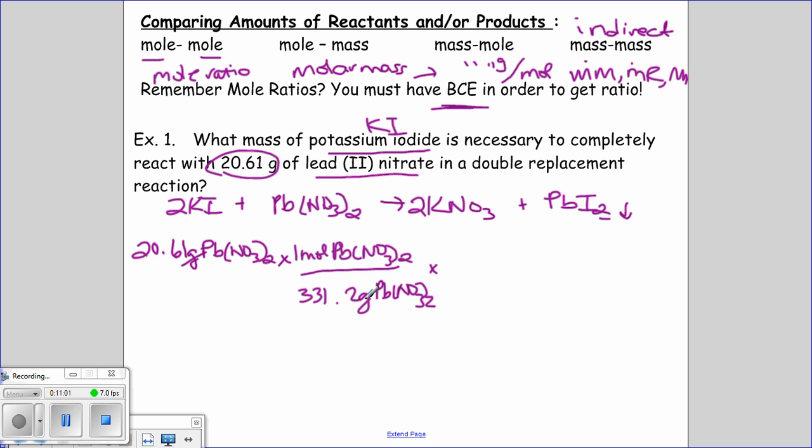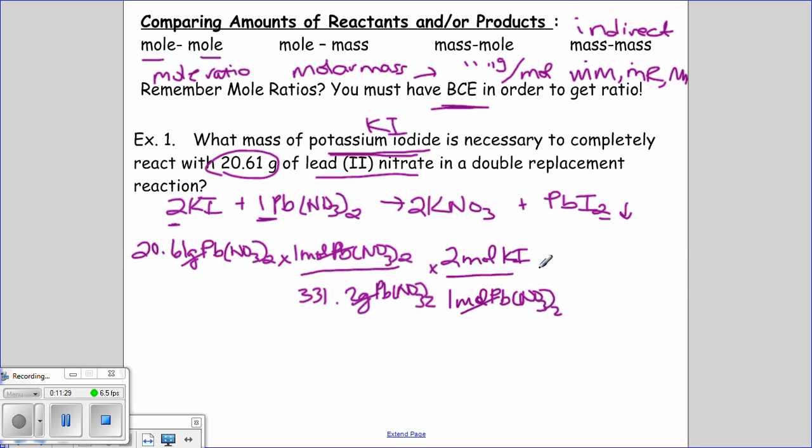Knowing this, I know that I can cancel out the grams of lead 2 nitrate. And I don't care about lead 2 nitrate anymore. I need to get to potassium iodide, so therefore I need to use the mole ratio now. The mole ratio is 1 lead 2 nitrate per 2 potassium iodides. So 2 moles of KI over 1 mole of Pb(NO3)2. I put the Pb(NO3)2 on the bottom because I need to cancel out these moles of lead 2 nitrate.